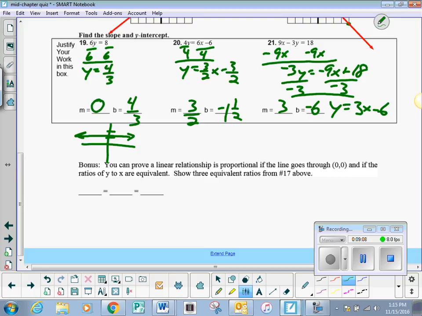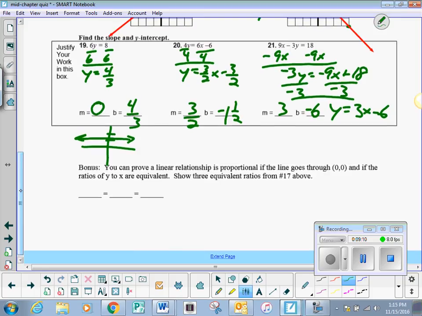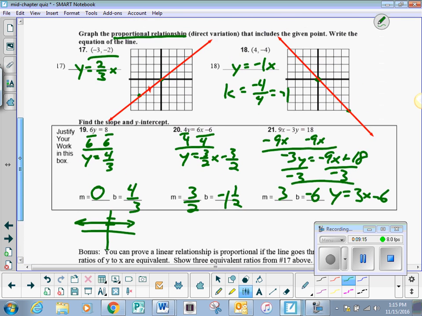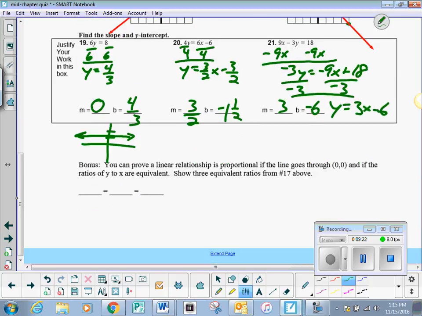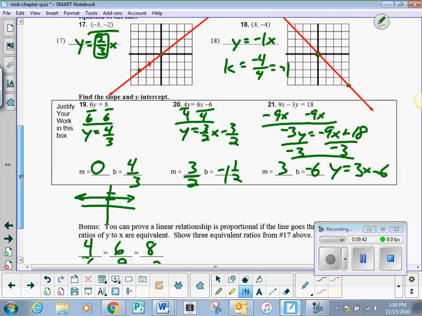Bonus. You can prove a linear relationship is proportional if the line goes through 0, 0, and if the ratios of y to x are equivalent. So on 17, what is my ratio of y to x? 2/3. What's equivalent to 2/3? 4/6, 6/9, 8/12, and so on. I could go on all day, right? So all I wanted to do is to see that you understood equivalent ratios to 2/3.